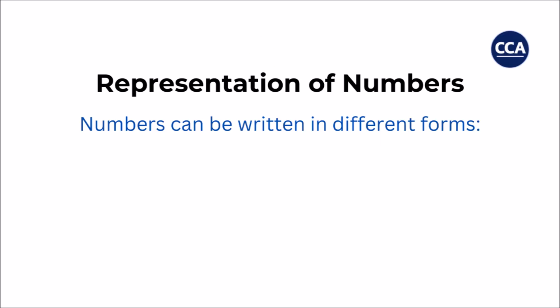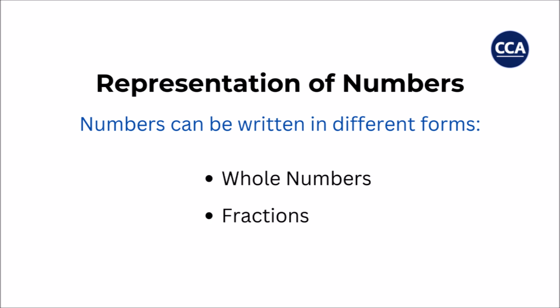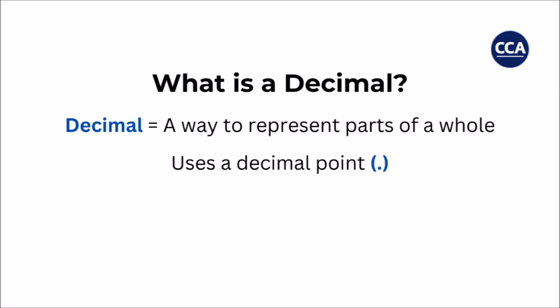Numbers can be written in different forms. We already know about whole numbers and fractions. But there is another way to represent numbers. Decimals. Let's understand what they really mean. Just like fractions, a decimal is simply another way to represent parts of a whole. But instead of using a numerator and denominator, we use a decimal point.